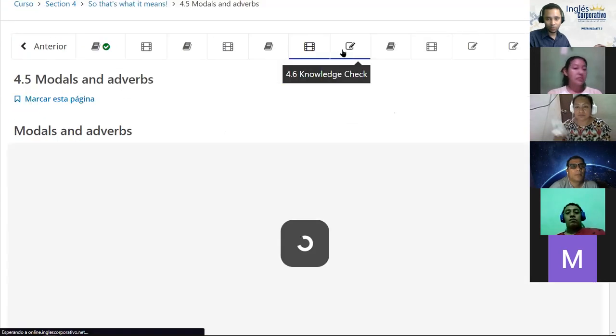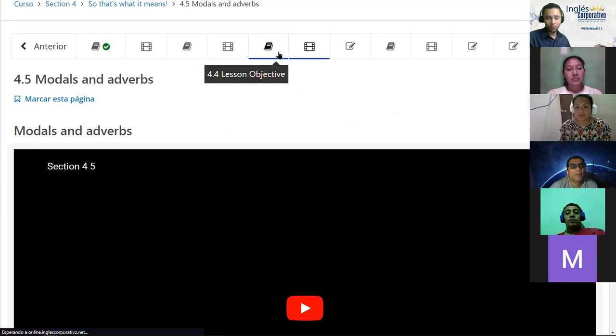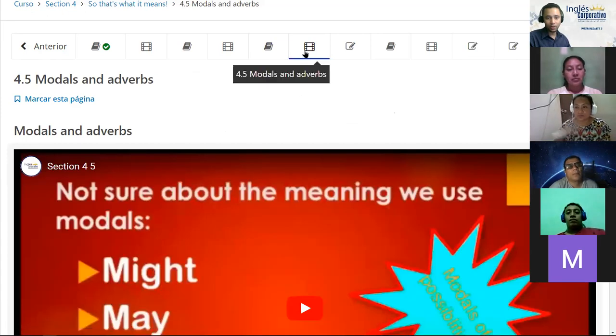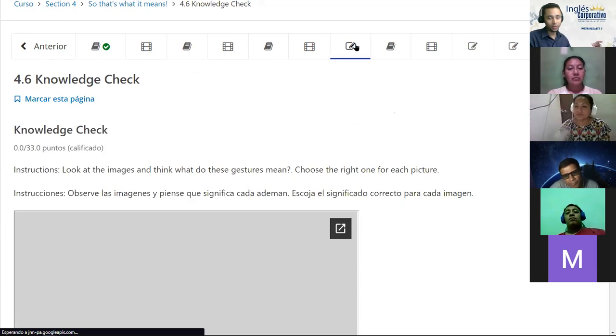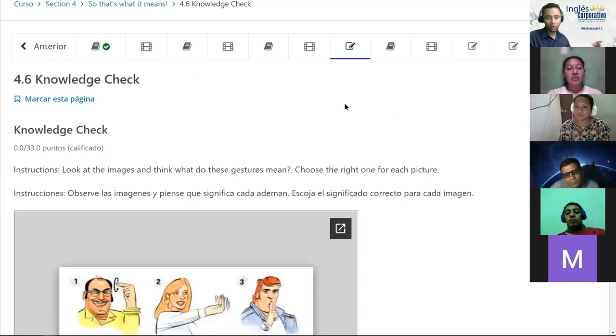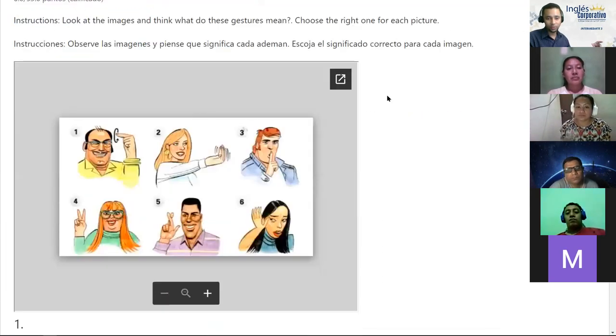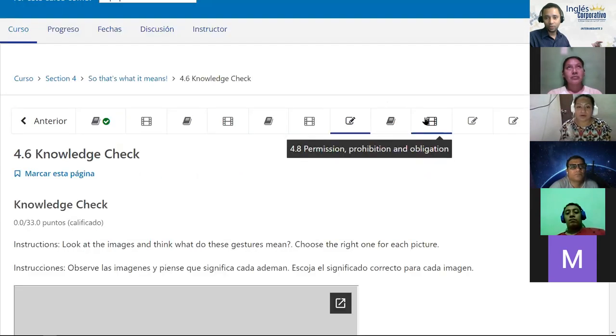Por acá vamos, ¿verdad? Entonces, si ustedes pueden ver el video que está en el punto 4.5 y si es posible hacer el knowledge check, ¿verdad? Del 4.6. Hasta ahí más o menos tendríamos que ir ya nosotros. Sí, de hecho por ahí vamos. Ok, mañana vamos a ir a este que sería 4.7, que es permission, prohibition and obligation.